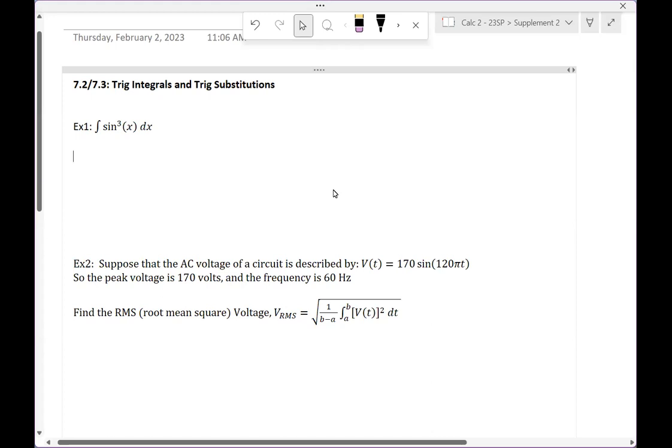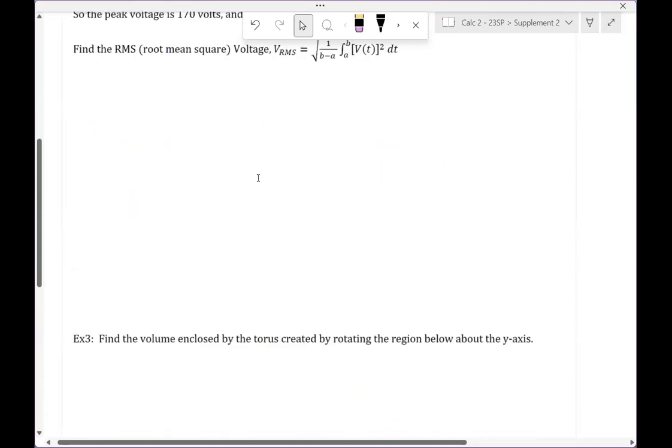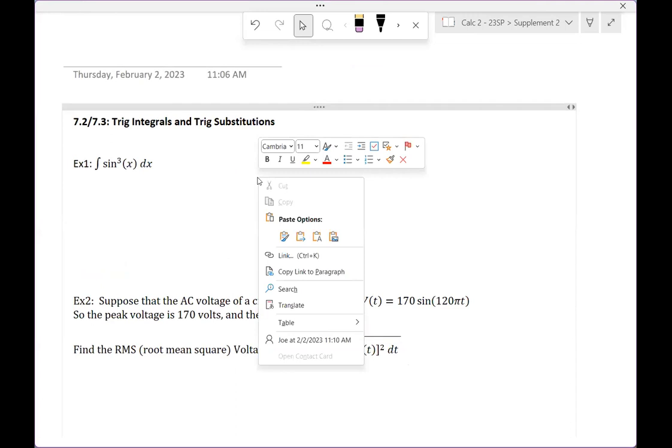Hey, hello everybody. So today we're doing some supplemental work on section 7.2 and 7.3, trig integrals and trig substitutions. We have 4 problems that we'll be working through. So let's jump right into it.